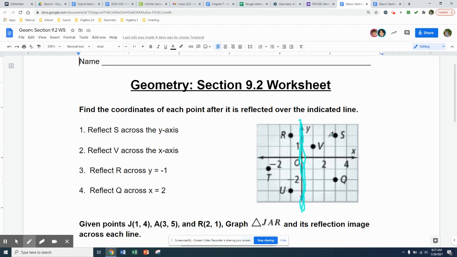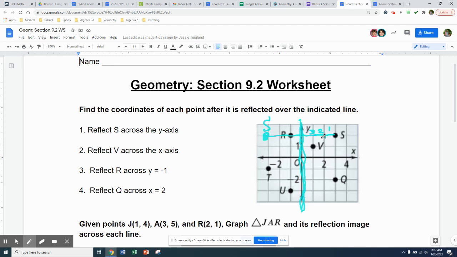But anything with a reflection is going to be equidistant to your line of reflection or your mirror. So S you're looking at is 1 unit, 2 units, 3 units away from my mirror. When I reflect it, I'm going to reflect it equidistant on the other side. So I'm going to reflect it 1, 2, 3 units away. So here's going to be where my S prime is. So there it is. So my S prime is going to be at 3 units away from my line of reflection on the other side of that mirror.